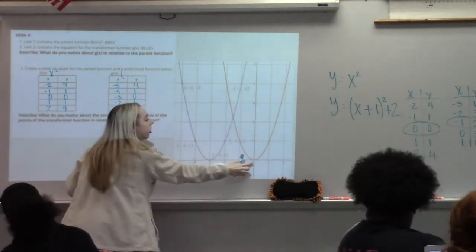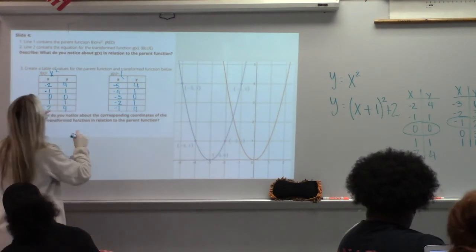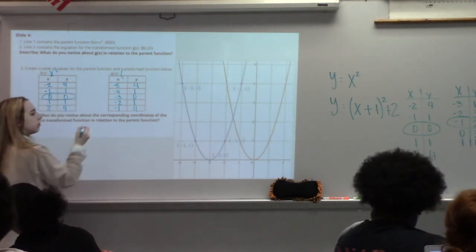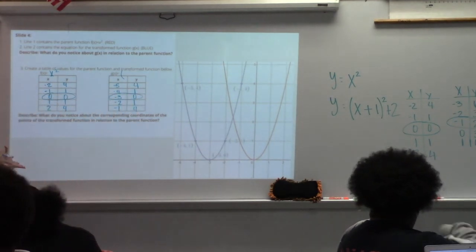Because you're going to the right. Well, look where we went to the left. We started here. And then also if you look, look at how did our vertex change? We started at 0, 0, and then our new vertex was to the left 3.